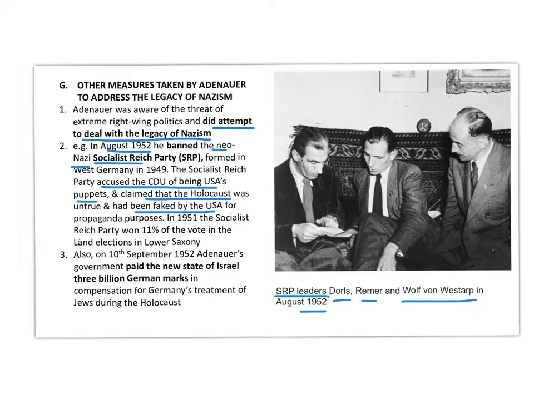In 1951, the SRP had actually won 11% of the vote in Lower Saxony in a state election. Now, Lower Saxony was one of the areas that had been very strong supporters of Hitler and the Nazis, and they won that 11%. So Adenauer swiftly dealt with this group by banning them. In his defense, Adenauer paid the new state of Israel 3 billion German marks in compensation for Germany's treatment of the Jews during the Holocaust.